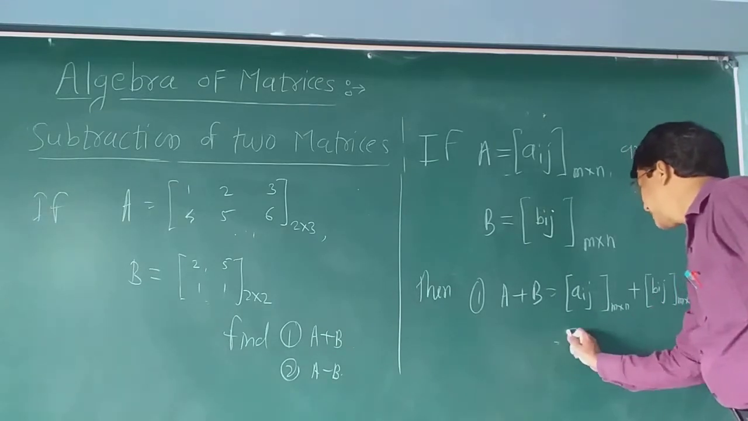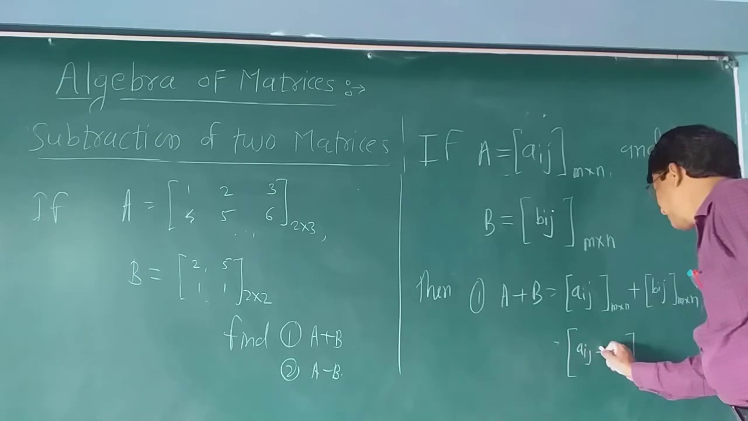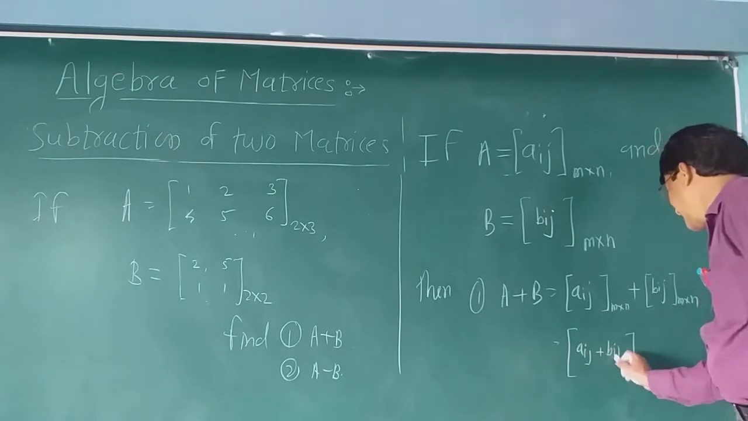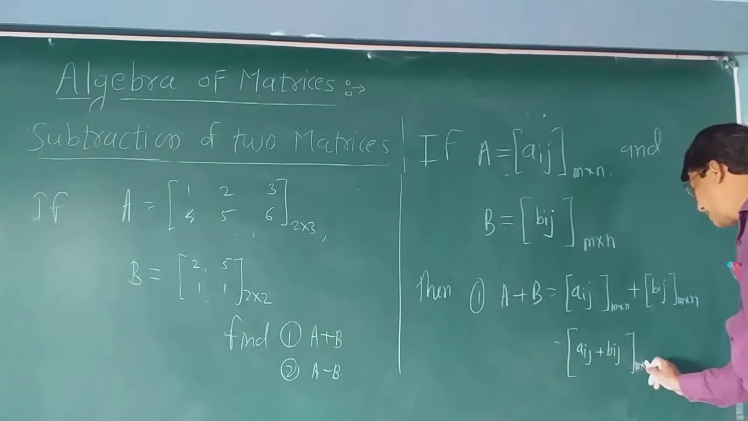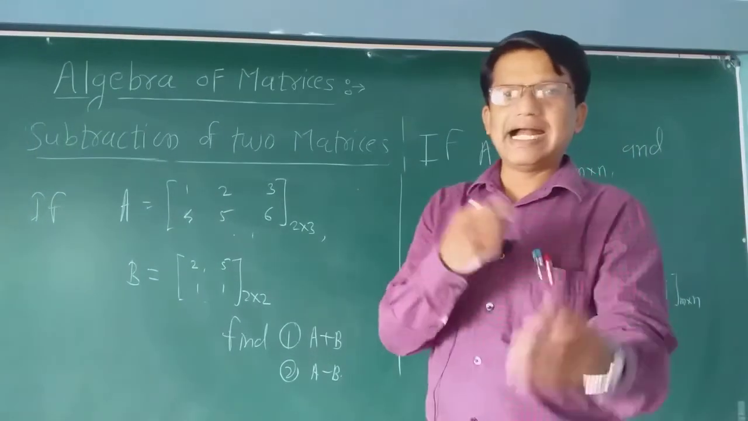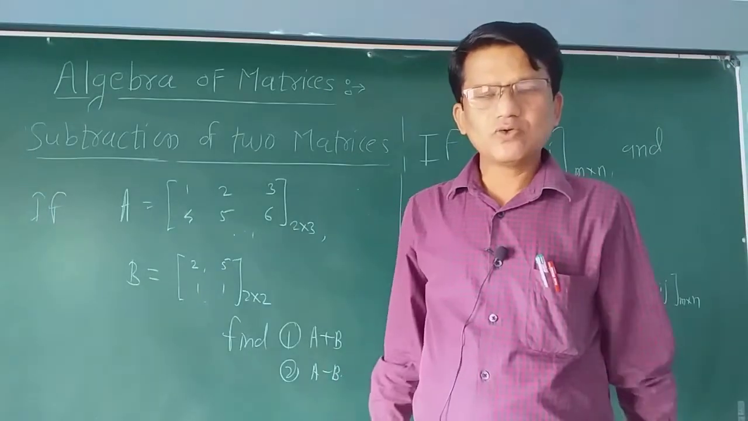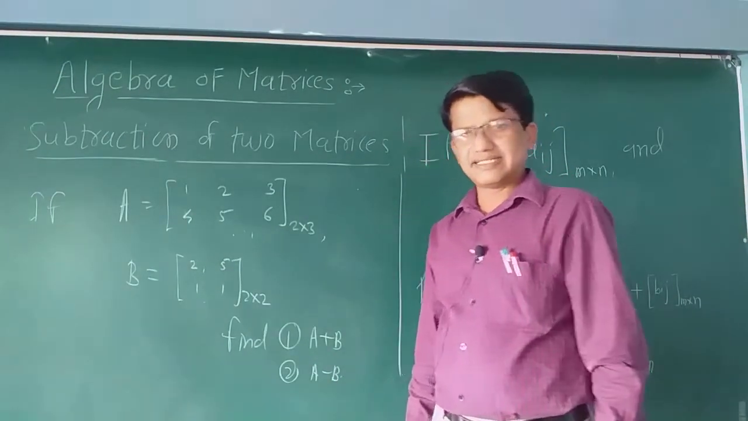We will write here like this: Aij plus Bij, having order m by n. This gives the addition concept. This gives the definition of how to add the two matrices. Okay.